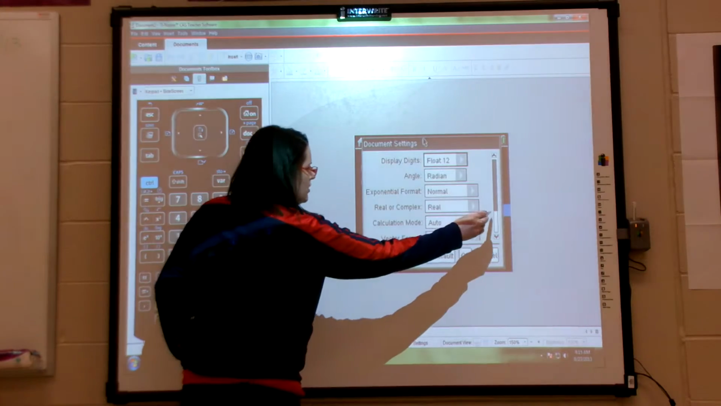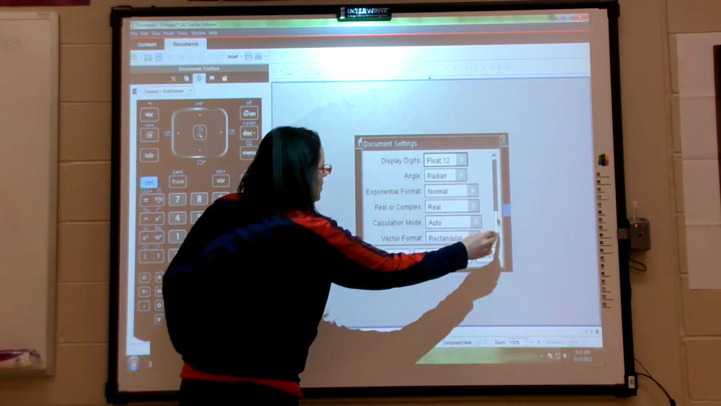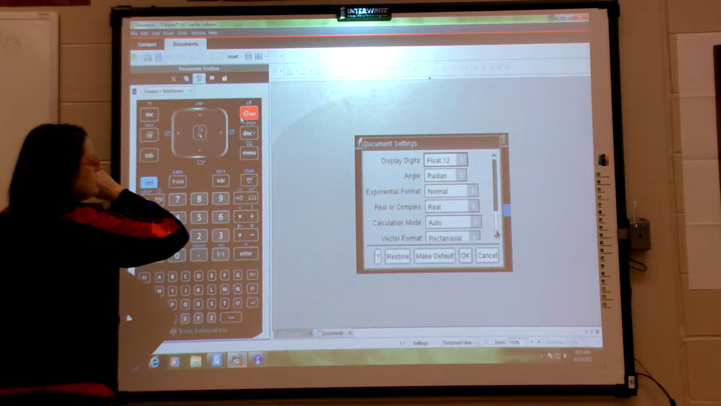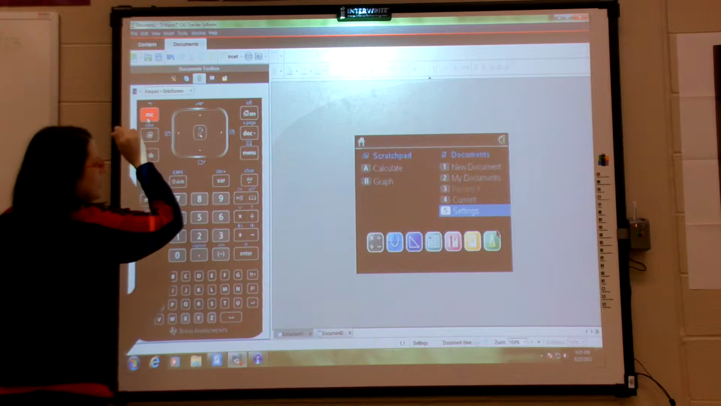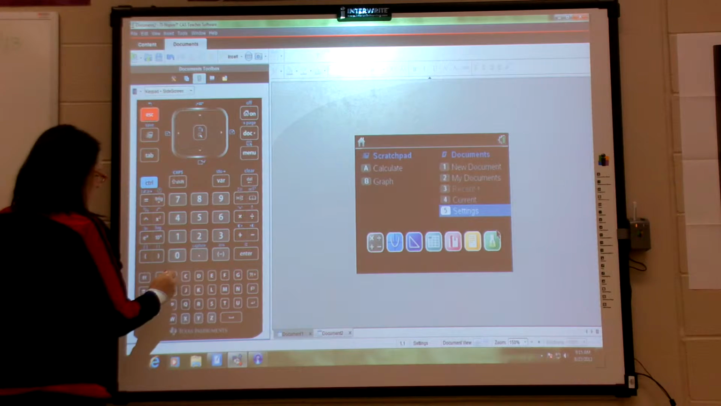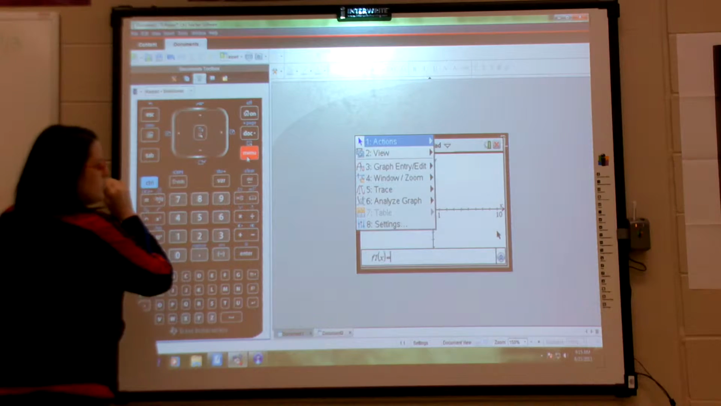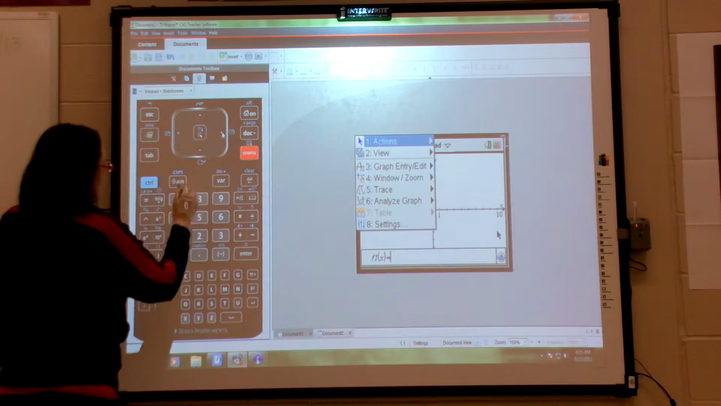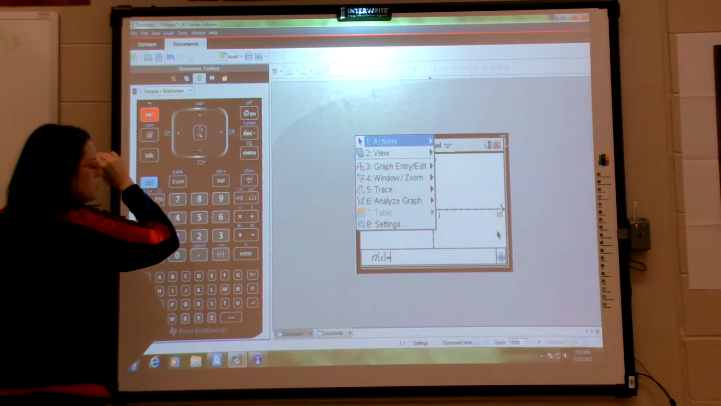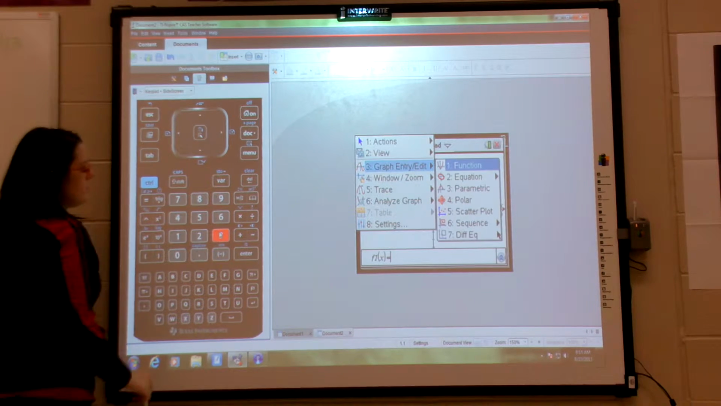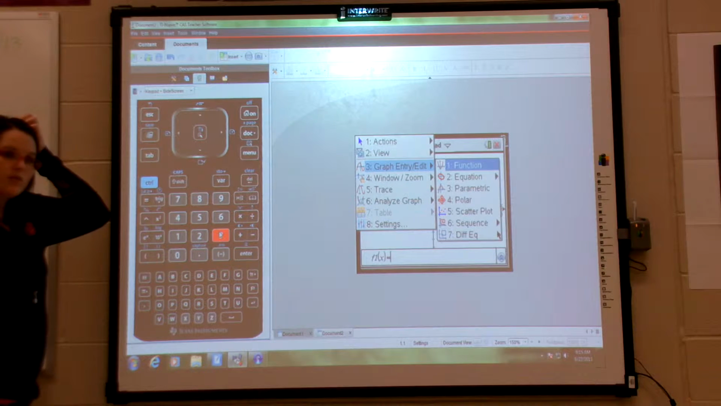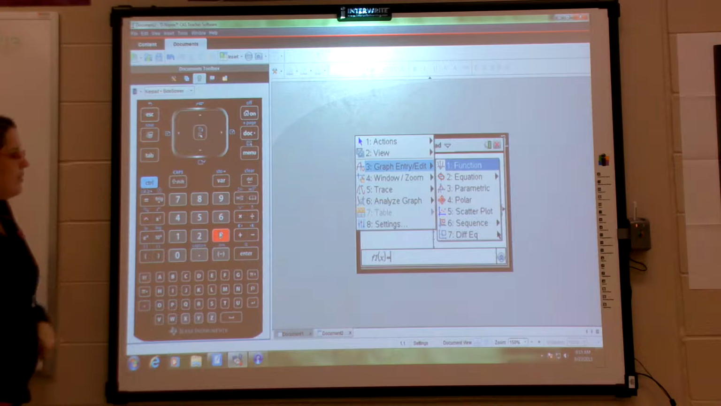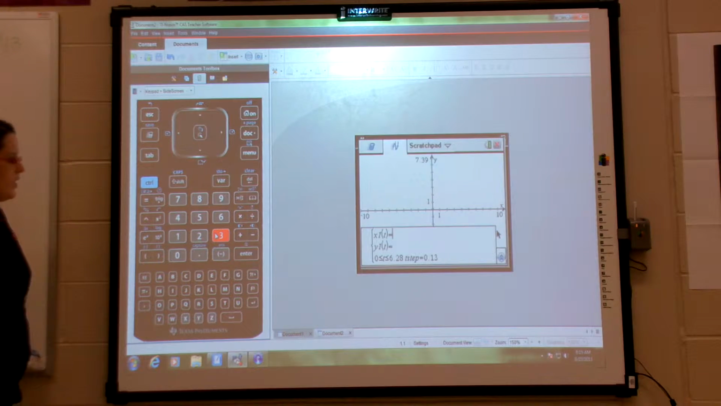Doesn't look like that's our radian. That's not where we change our mode. Now let me go back to graph where I was to begin with. It's in graph entry. Entry, number 3. And then that's parametric. There we go. There's our different types. Got it? So I want now parametric. I want 3. And it sets me up.